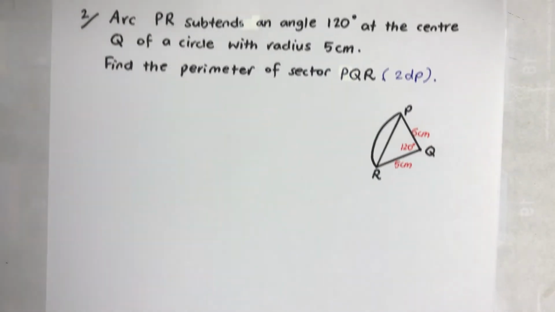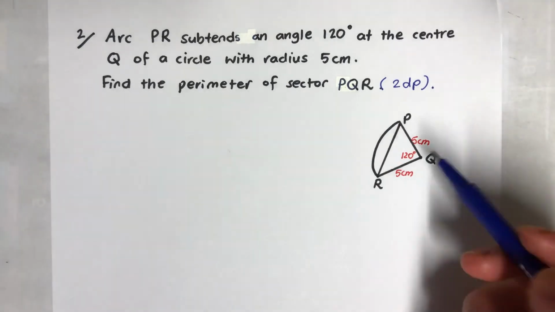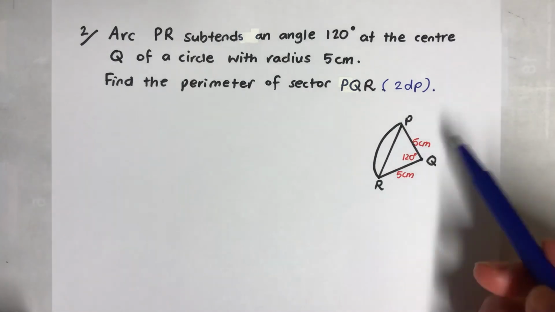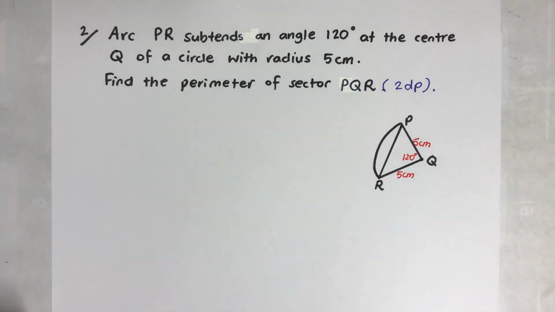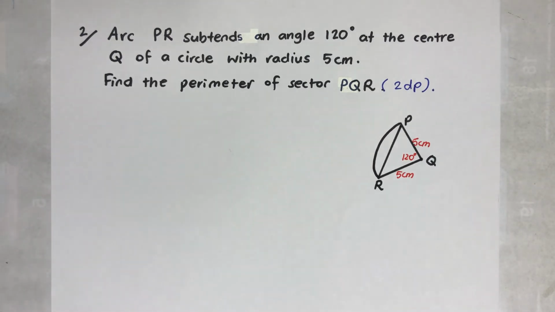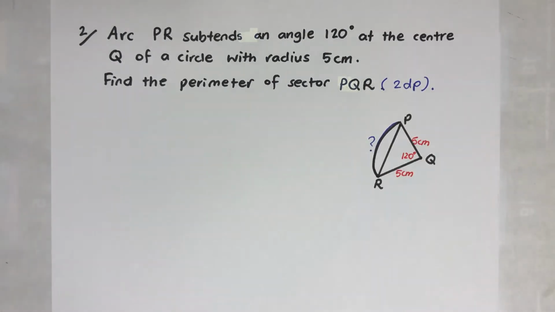Now, next question, question 2. It says, arc PR, that's PR, subtends an angle 120 degrees at the center Q of a circle with radius 5 centimeters. Find the perimeter of sector PQR correct to 2 decimal places. Okay, so that's what we want.